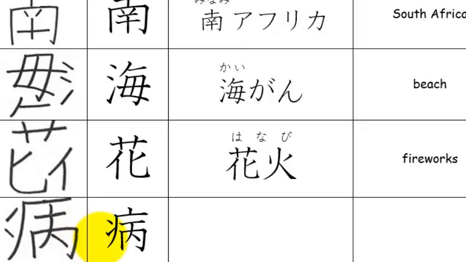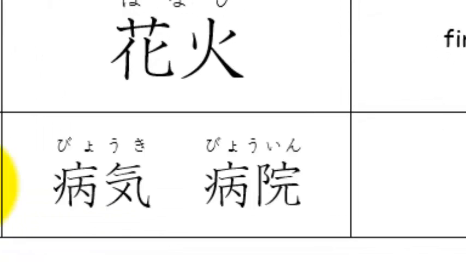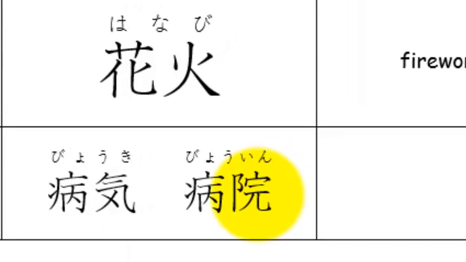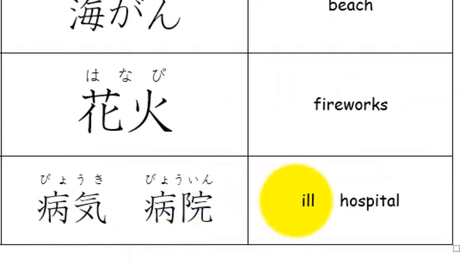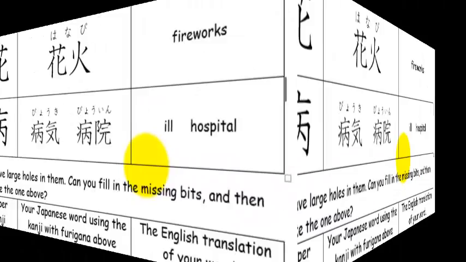If you put it together it makes this here, and it says byo, and that's used with either illness, byoki, or hospital, byoin, and I'll put them both there just in case you had one or the other. There they are, byoki, that means ill or unwell, sick, and byoin, and that's a hospital. And there's the English, ill or hospital. Now let's have a look at the next exercise down below.